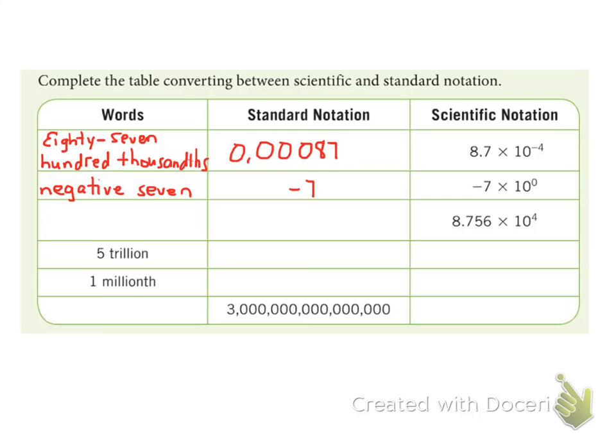Now the next one, we have to move the decimal point 4 places to the right since it's a large number. 1, 2, 3, but we need one more place, so we're going to have to fill in with a 0.